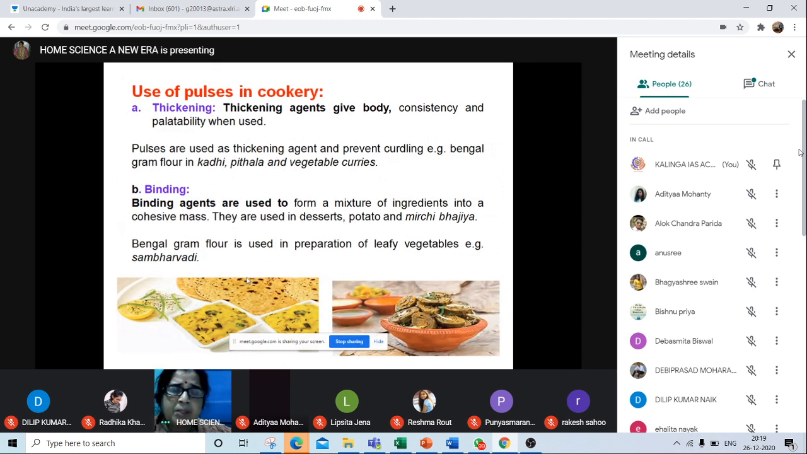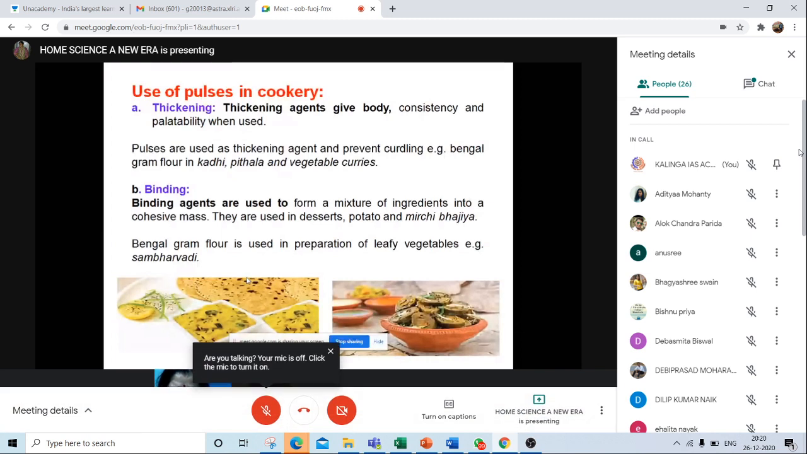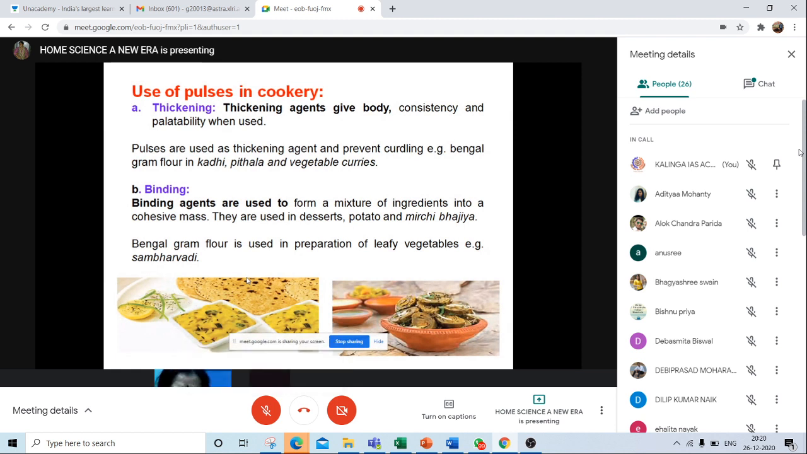First of all, we are using it for thickening. Thickening agents give body, consistency and palatability when used. They are used as a thickening agent to prevent curdling, that is Bengal gram flour in the curry, pithla and vegetable curries. Then binding agents are also used to form a mixture of ingredients into a cohesive mass. They are used in the dessert, potato and mirchi bhajia. Bengal gram flour is also used in the preparation of the leafy vegetables and sambar vadi.